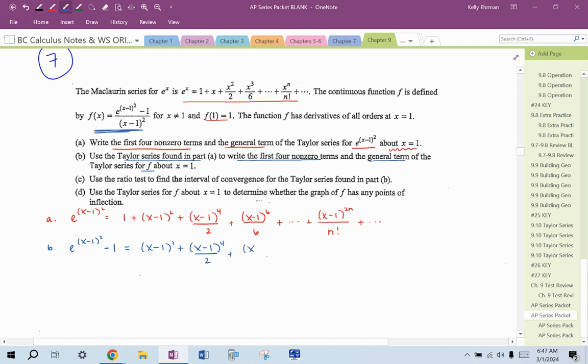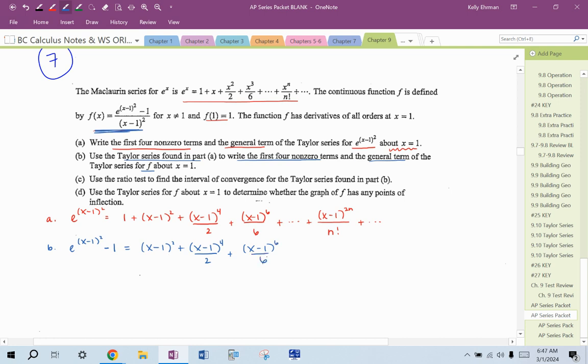plus x, oh no, not to the 4th, sorry. Okay, so all I did was subtract the 1 off. Sorry, I was a step ahead of myself. Plus (x minus 1) to the 6th over 6.